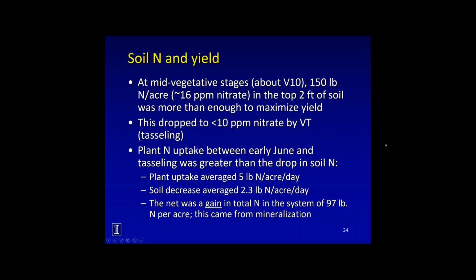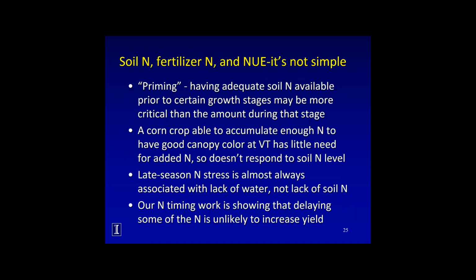But these don't give us confidence that the numbers, anytime we would take these during vegetative growth, would predict what the yield response is going to be or the need for more nitrogen. And I just say that here in words as well. Having adequate soil nitrogen available prior to certain growth stages may be more critical than the amount during that stage or after that stage. So single points in time, I'm not sure are going to get us very far.